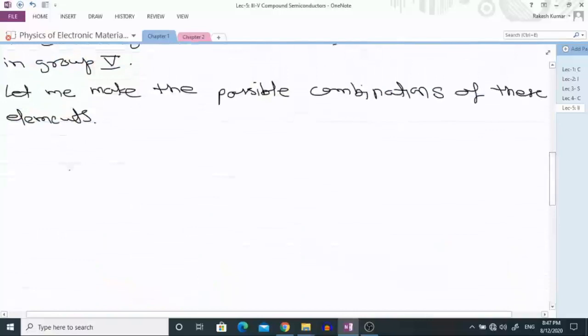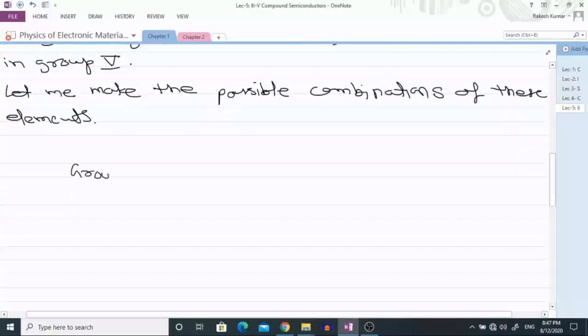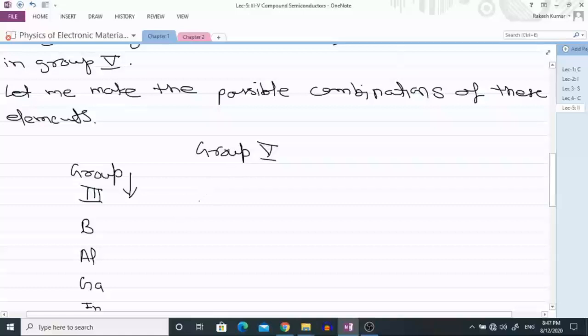Here in this column I am writing elements of group 3, that is I am writing in this direction, starting from boron, then aluminium, then gallium, and then indium. And in this row I am writing the elements of group 5th, that is here nitrogen, then phosphorus, then arsenic, and then antimony.